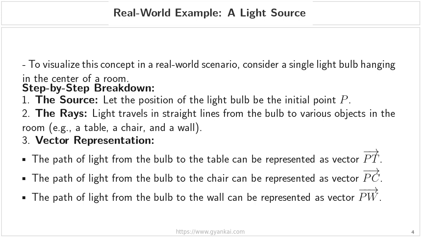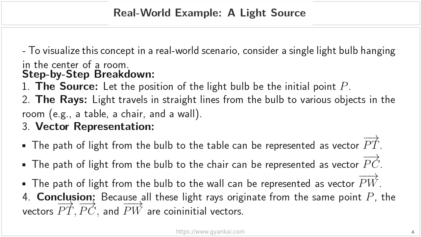The path of light traveling from the bulb to the table can be represented as the vector P to T. The path of light traveling from the bulb to the chair can be represented as the vector P to C, and finally, the path of light traveling from the bulb to the wall can be represented as the vector P to W. So, what is our conclusion here?